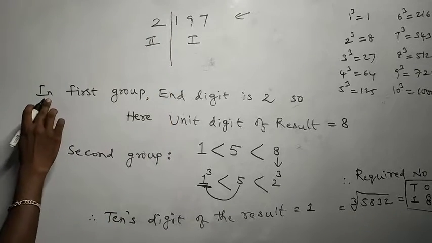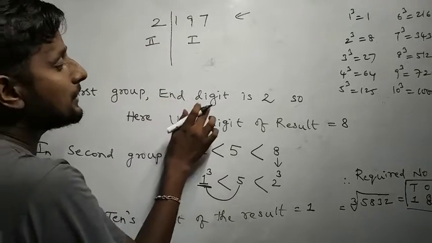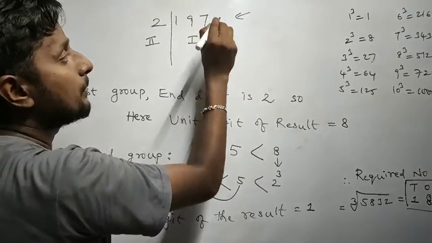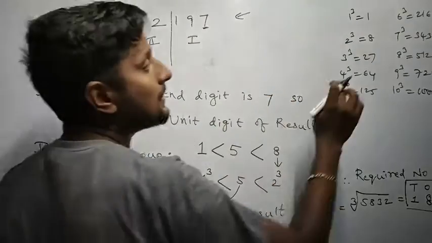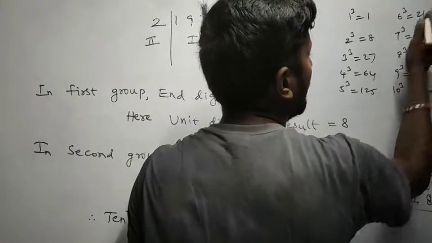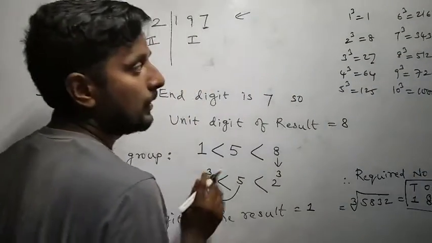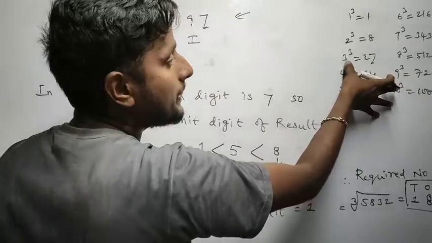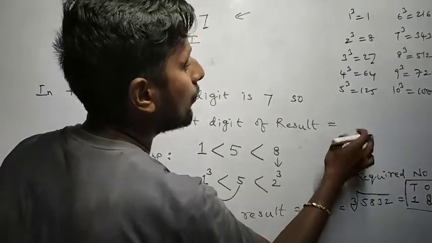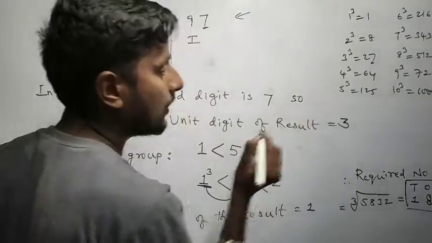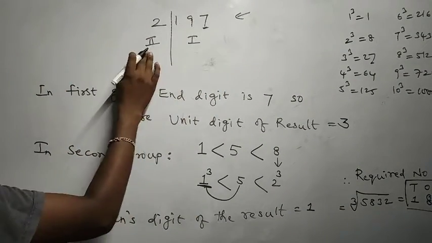From the first group, look at it: in the first group the end digit is 7. Now look at the answers, where is the 7? Yeah, here 7, correct? So the result 7 is got by 3. So here the unit digit of the result we'll write as 3. Correct? Okay, completed. Second group.